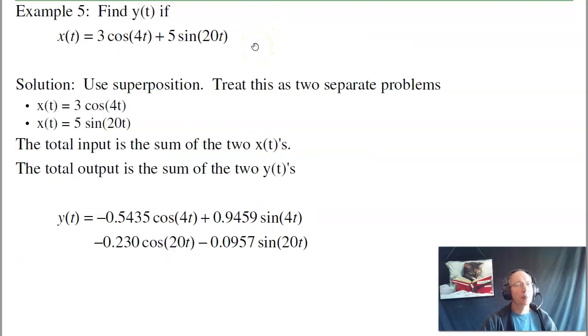There's also superposition. If I have two inputs, treat that as two separate problems. The first input produces the first output. The second input produces the second output. Add the two inputs together, you get the total input. Add the two outputs together, you get the total output. That's superposition.